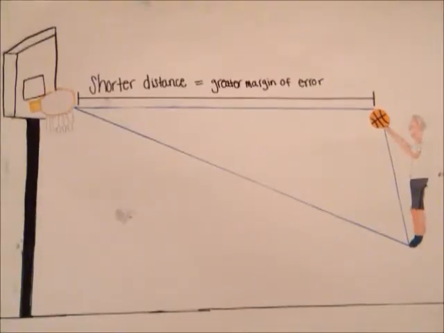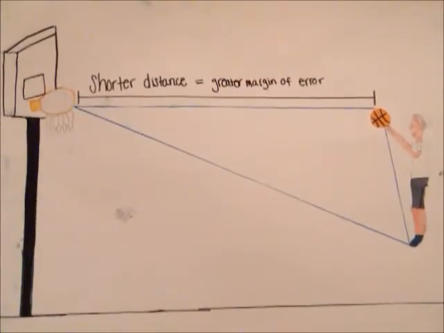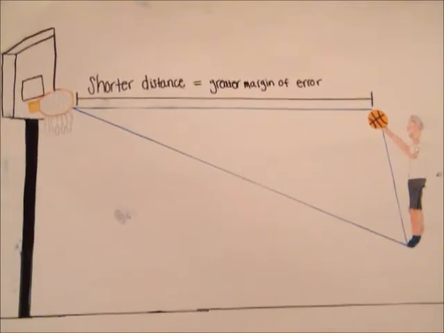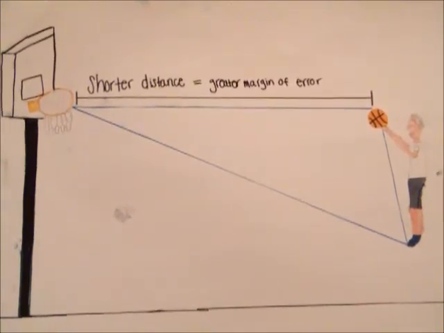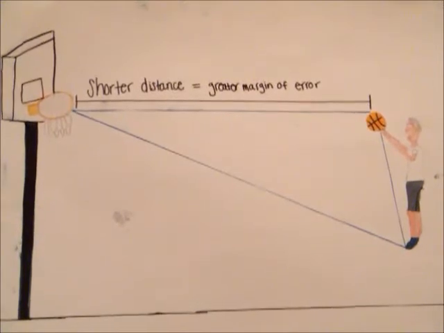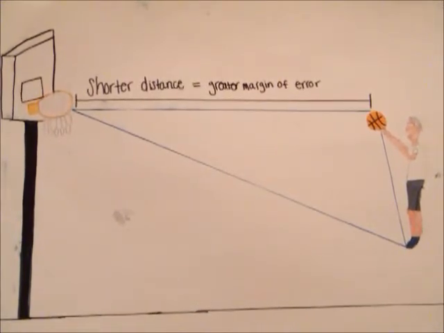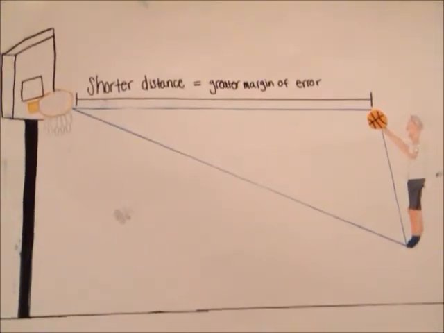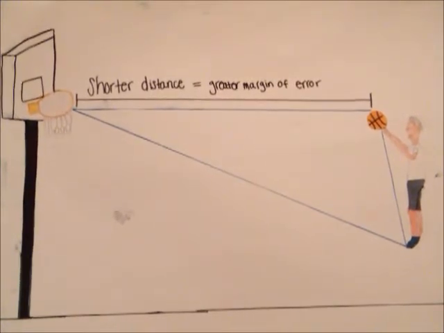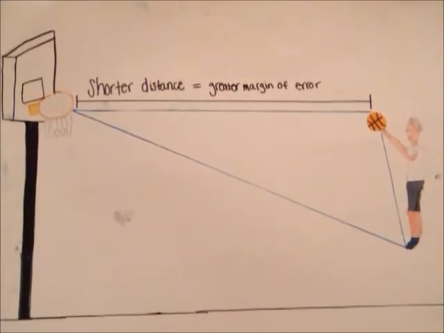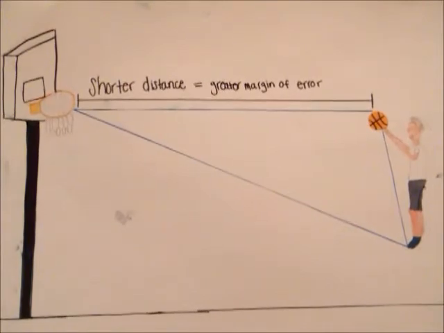Think of a three-point shot as a vector. You want the shortest displacement possible to give you the best chance at making the shot. In this diagram, we show you the ideal positioning for the release point of the shot. The reason this is the best is because it is on a plane that is parallel to the hoop. This creates the shortest distance possible between the person and the basket. Shorter distance equals greater margin of error.